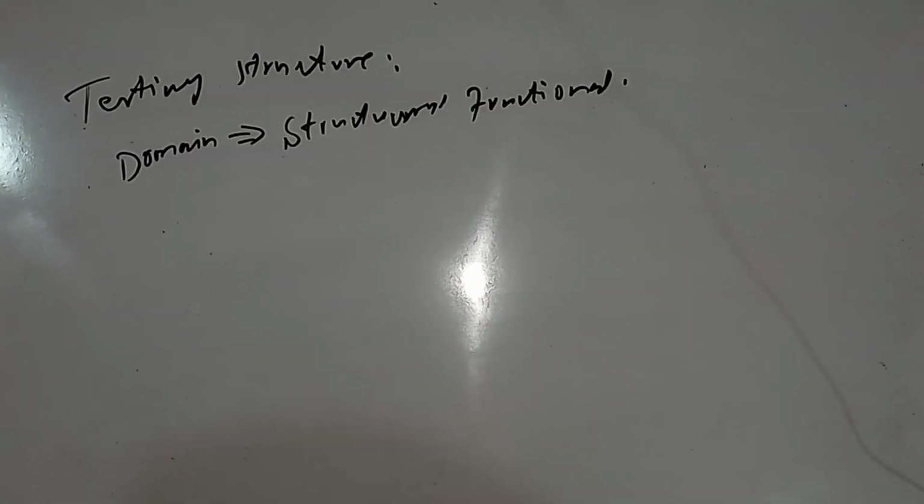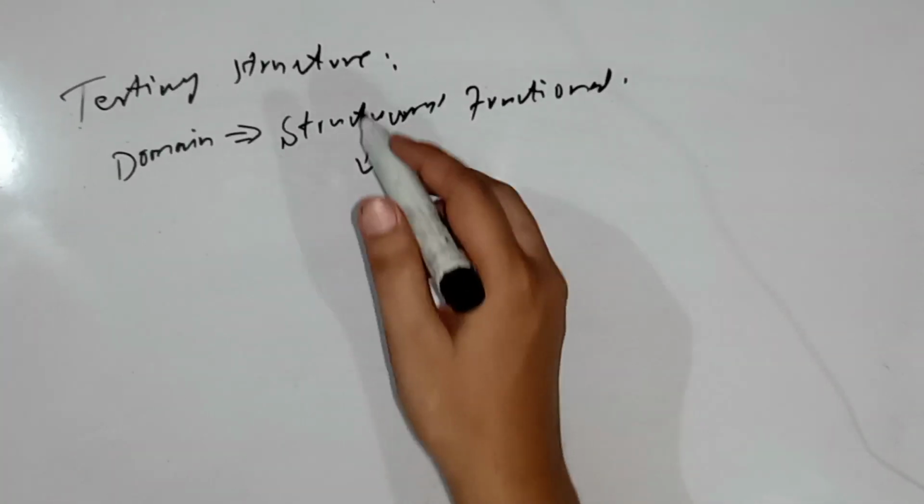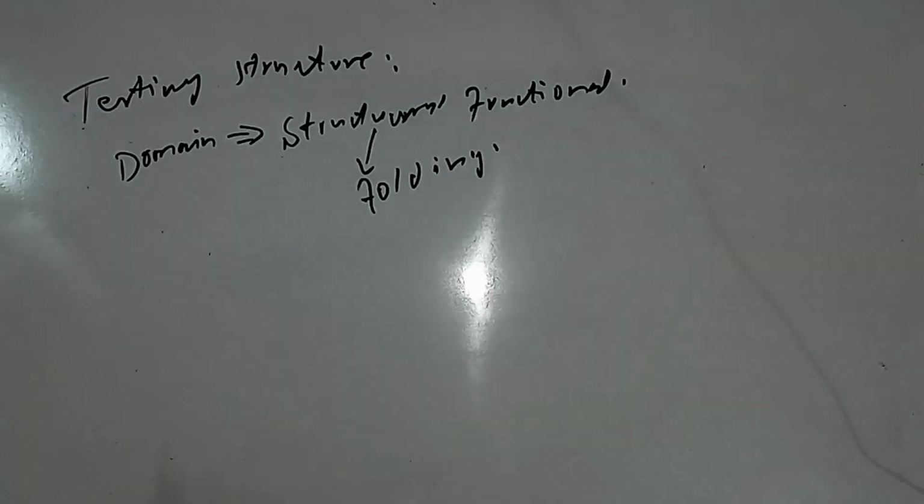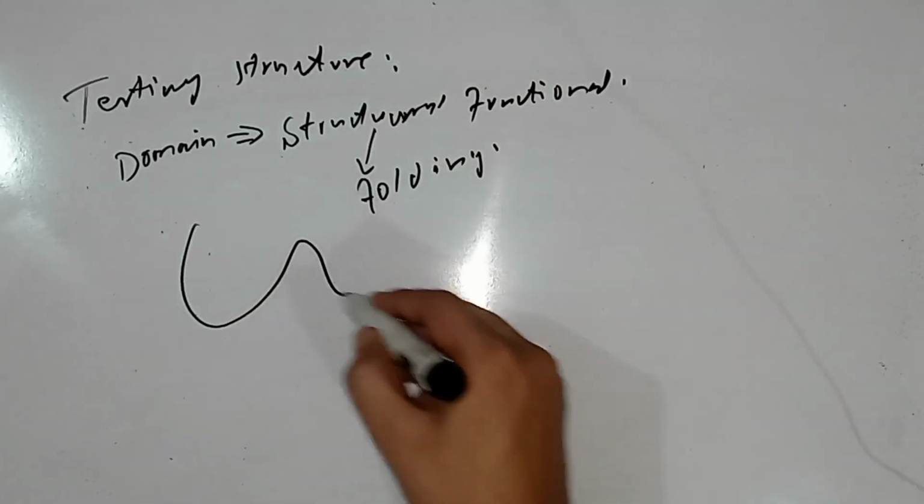It means that its folding is independent of other domains. So folding in one domain is independent of folding in the other domain. How does it occur? For example, this was the primary structure of protein.